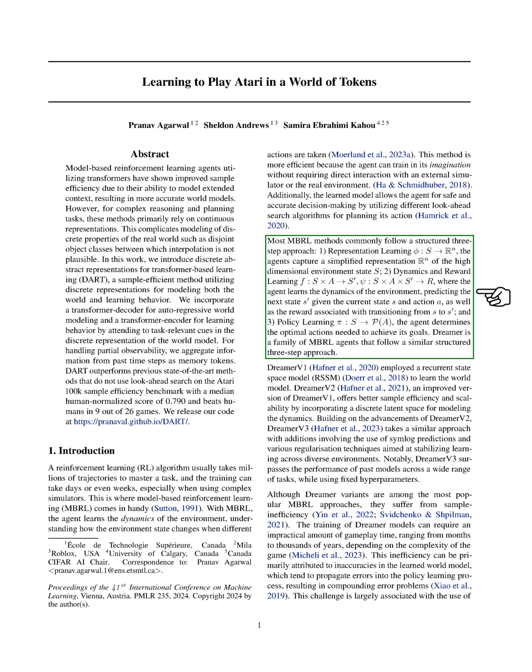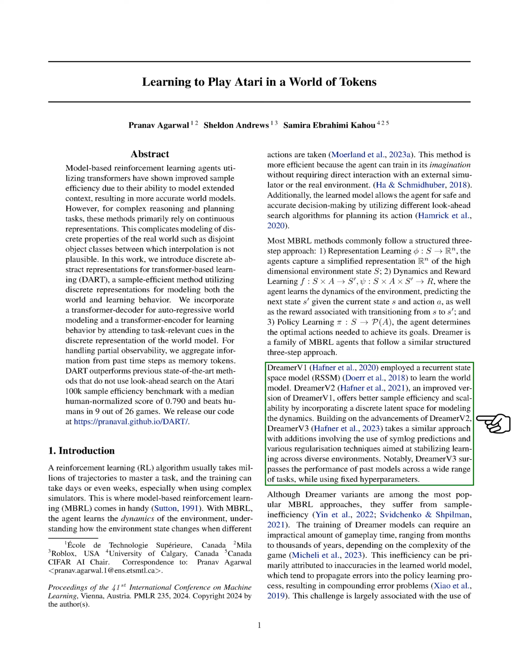1. Representation learning, where the agent simplifies the high-dimensional environment state into a more manageable form. 2. Dynamics and reward learning, where the agent learns how the environment changes and predicts the next state and associated rewards. And 3. Policy learning, where the agent figures out the best actions to achieve its goals. Dreamer is a group of MBRL agents that follow a similar three-step approach.